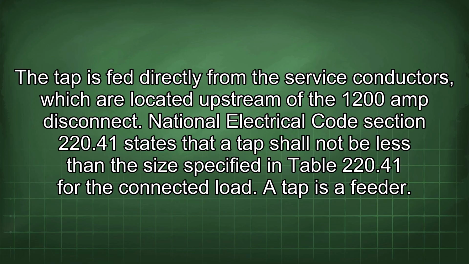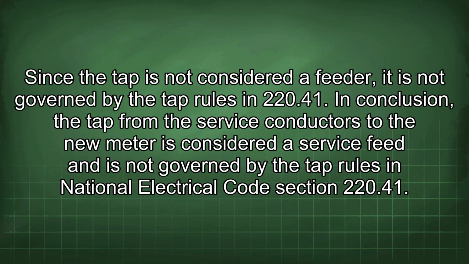National Electrical Code section 220.41 states that a tap shall not be less than the size specified in table 220.41 for the connected load. A tap is a feeder. Since the tap is not considered a feeder, it is not governed by the tap rules in 220.41. In conclusion, the tap from the service conductors to the new meter is considered a service feed and is not governed by the tap rules in National Electrical Code section 220.41.